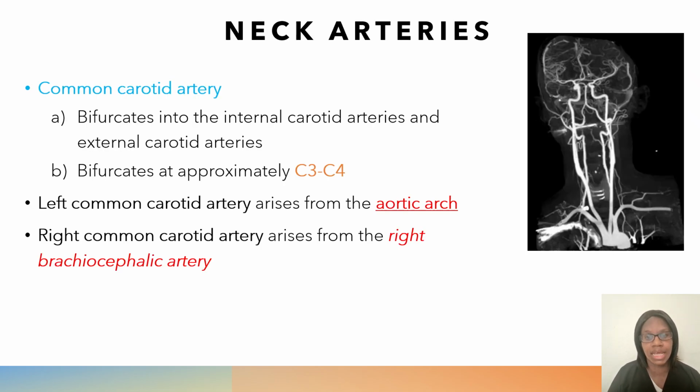All right, so for the neck arteries, and I know this is an MRI image, but I couldn't find any good CT images for the carotids. So the common carotid artery bifurcates into the internal carotid arteries and external carotid arteries at approximately C3 to C4. Your left common carotid artery will arise from the aortic arch. So make sure that you know that as well. Your right common carotid artery will arise from the right brachiocephalic artery. So keep that in mind.